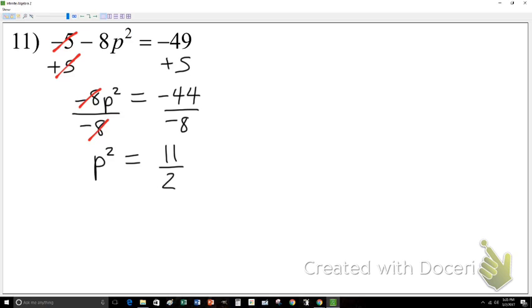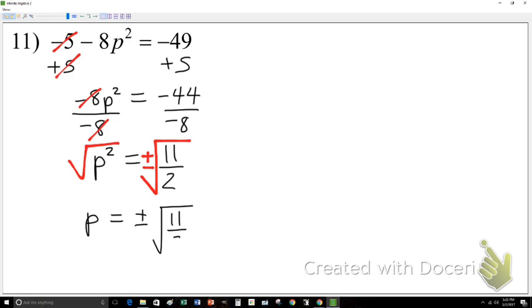Now I can go ahead and take the square root of the square to get rid of the square. And what I do to one side I have to do to the other side of the equation, so I'll take the square root of the other side too. Don't forget to put a plus and a minus on the radical on the right hand side. That way we take into account that p could have been positive or negative. The square root of that square, I'll get rid of the square there, so we just have p on the left is equal to plus or minus the square root of 11 over 2.